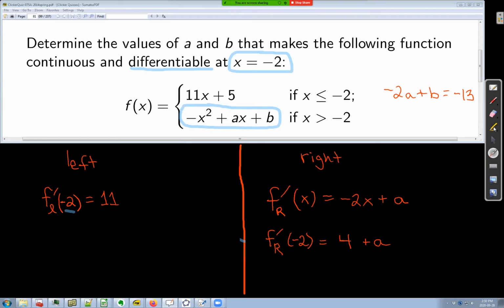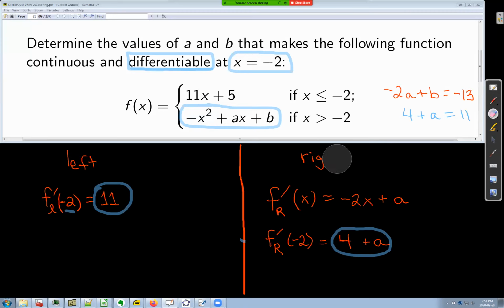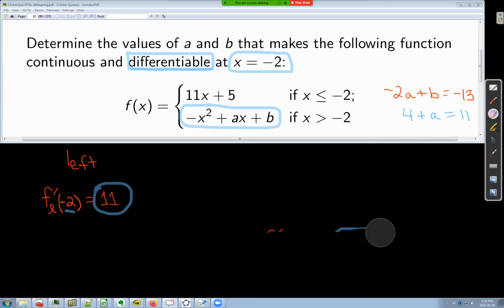Now we're in the same situation we were in before: if we want this function to be differentiable, then the derivative from the left at -2 and the derivative from the right at -2 have to be the same thing. So we've got another equation here. We have that 4 plus a is equal to 11.